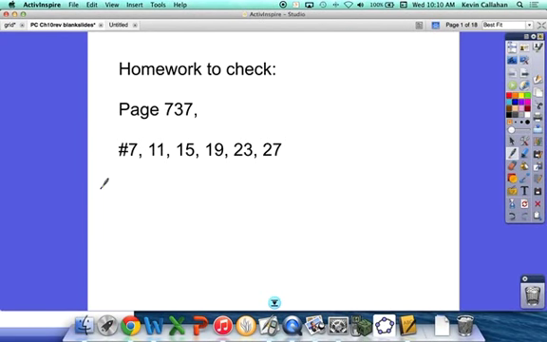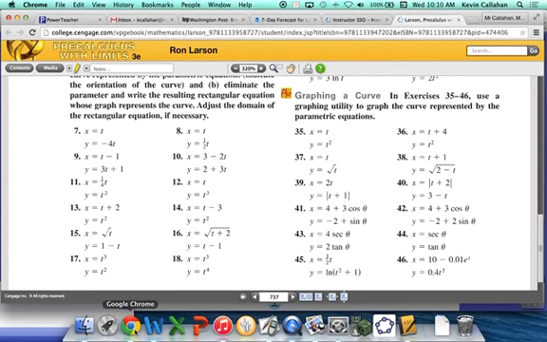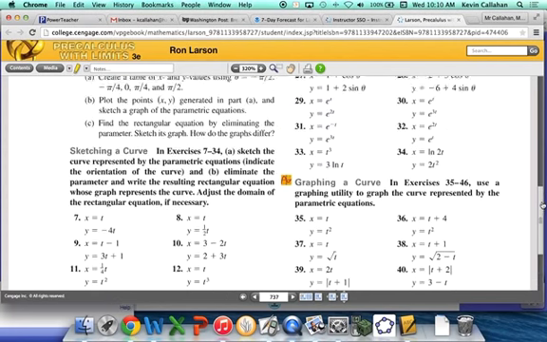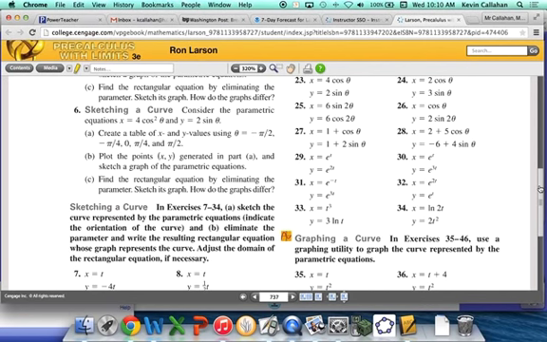So, homework questions. Yeah, 27. So let's go to 27. I think it's up here. x equals 1 plus cosine theta, y equals 1 plus 2 sine theta.